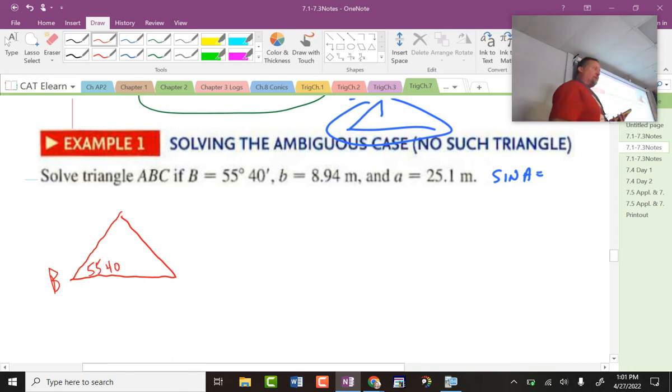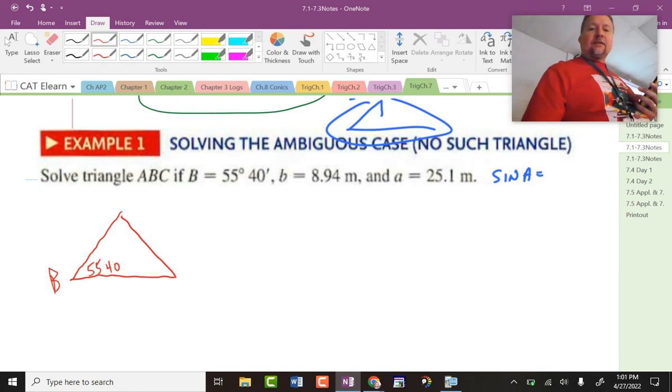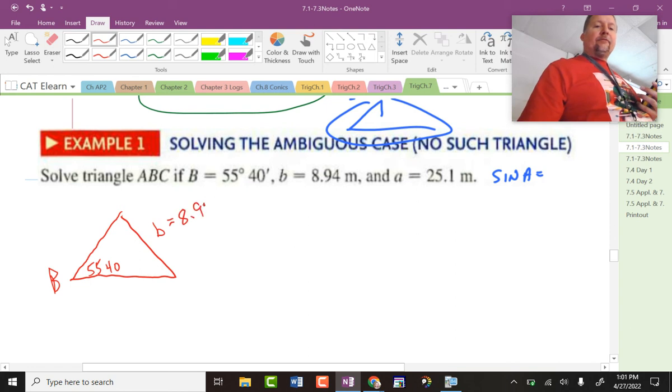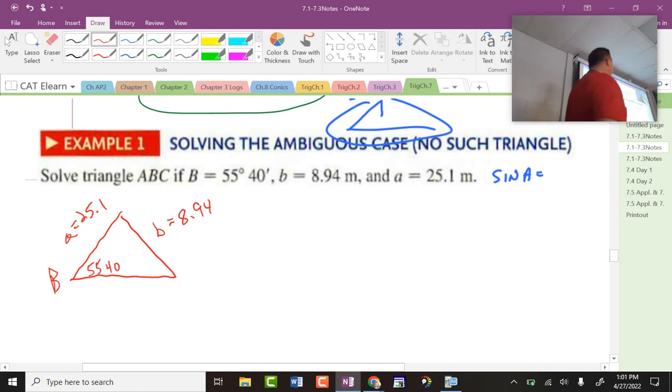I'm going to cheat. I typed this on the calculator in my last class. I'm going to use that stuff. Side B, 8.94, and then side A. First of all, don't ever do this, but just listen to me for a second, and I'll put meters on later. Think about these lengths.